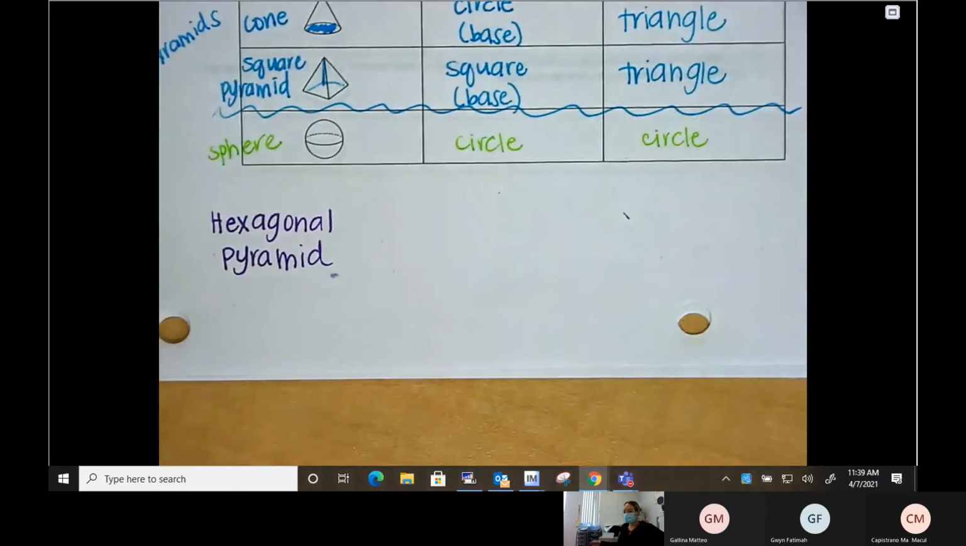Hexagonal pyramid. All right. So, get ready to draw. You're drawing a pyramid, which means what? Comes to a point. What should be the shape of my base? A hexagon. How many sides are in a hexagon? 6. So all I want you to draw right now is just a hexagon, just a 6-sided figure.